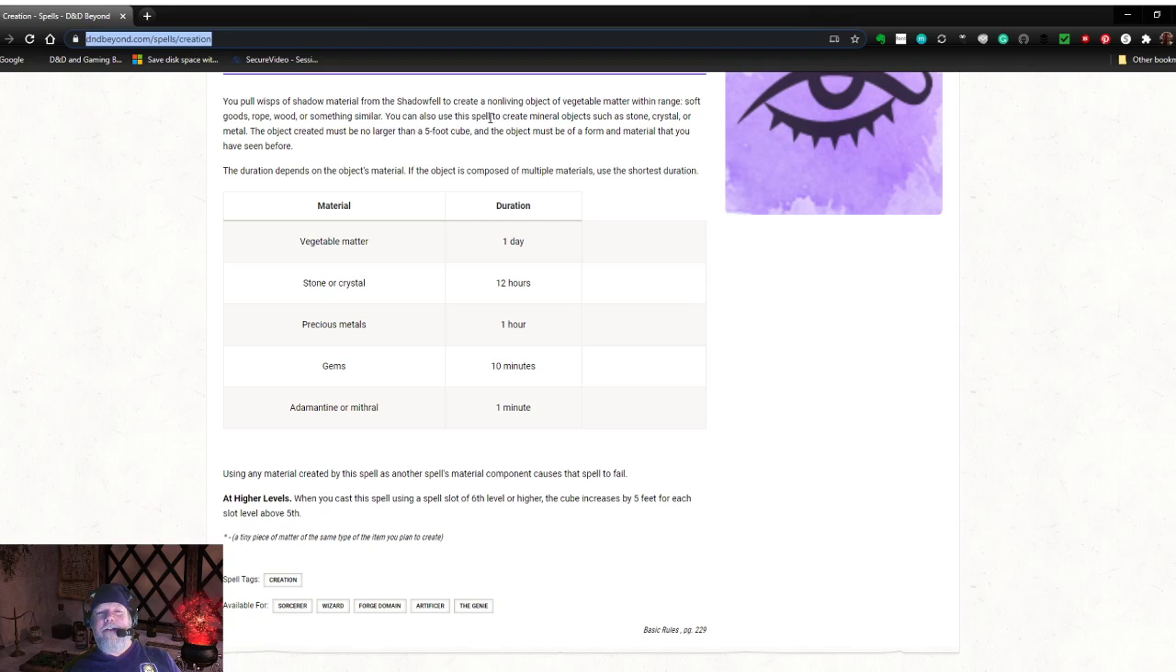Do the same thing with stone or crystal. Like if you, I don't know, if you wanted shade or something like that on a hot day and there was no shade, you could make a little thing of stone. I don't know.